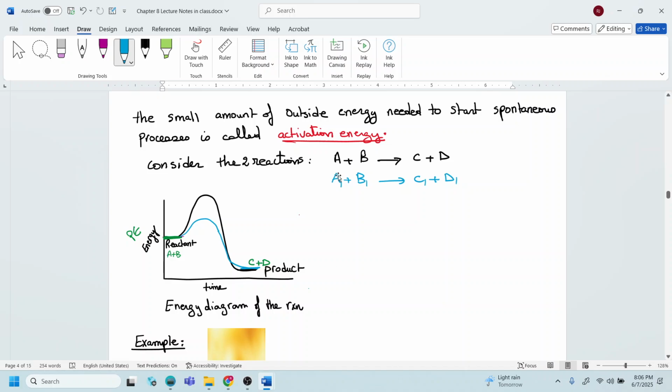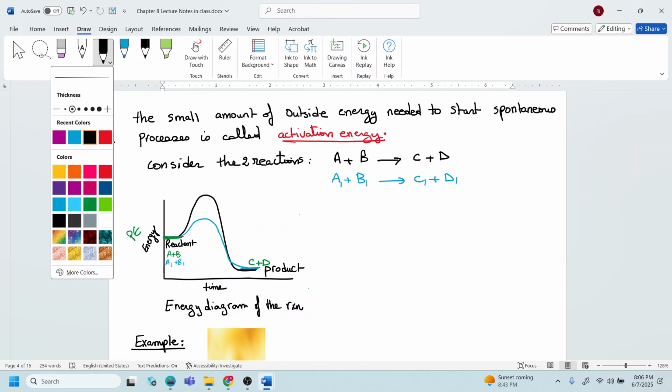So what are the reactants? For both of those, A plus B, A plus B. Here in this case, both of them have the same energy. So I'm starting with my reactants A plus B and A1 plus B1. For the first reaction, the A plus B react with each other and they reach a maximum energy.